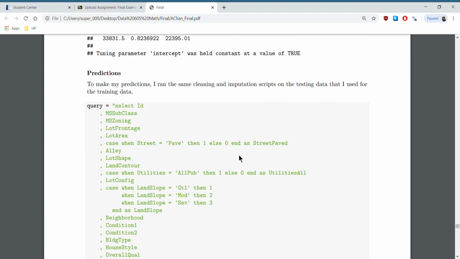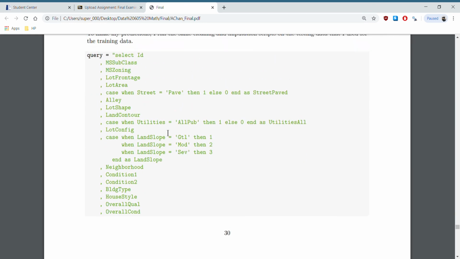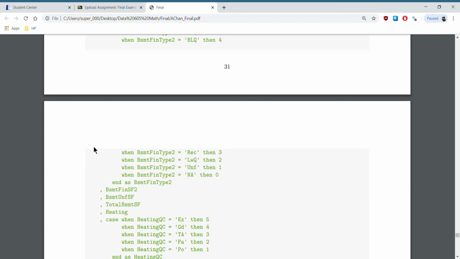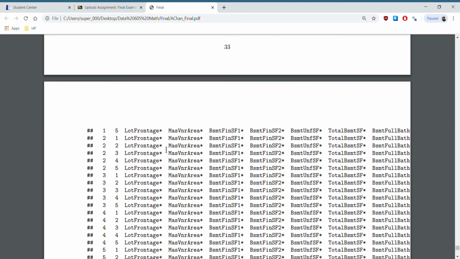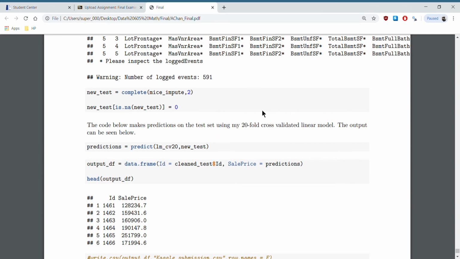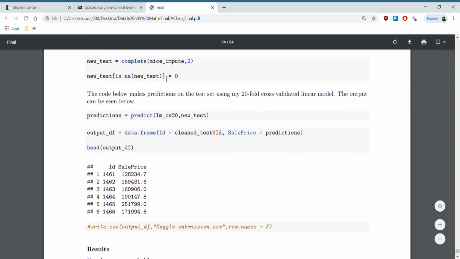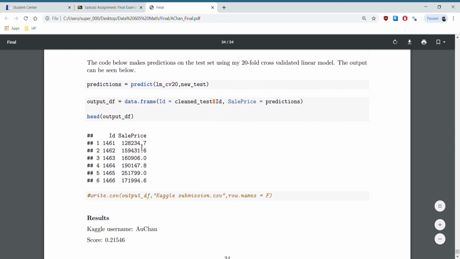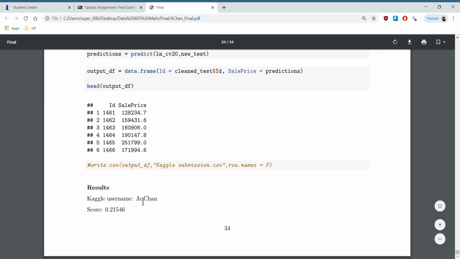Then for the prediction, I ran the same cleaning script on the test data as I did on the training data. Here's the same SQL code, then the same imputation, and I changed the other missing values to 0, and then I ran this predict function to make the prediction. Here they are. You can look up my Kaggle username, it's AUChan, and my score is 0.21546. So thank you.